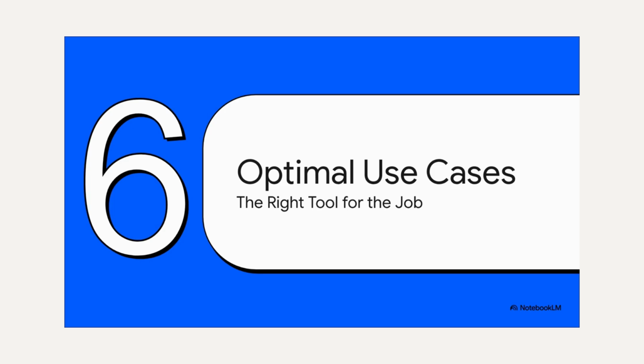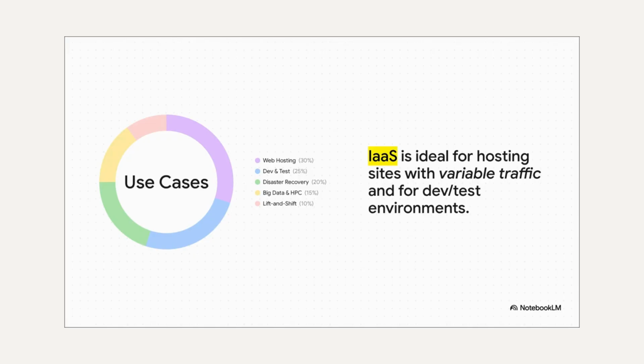So we've covered the what, the why, and the who. Let's finish up with the where. What are the perfect jobs for IaaS? IaaS really hits a home run in a few key areas. It's perfect for hosting websites with traffic that goes up and down because you can scale on demand. It's a developer's dream for creating and then tearing down test environments quickly and cheaply. It's also a surprisingly cost-effective way to build a solid disaster recovery plan. And for those massive jobs like big data analysis or heavy scientific computing, you can rent a supercomputer for a few hours instead of having to buy one.